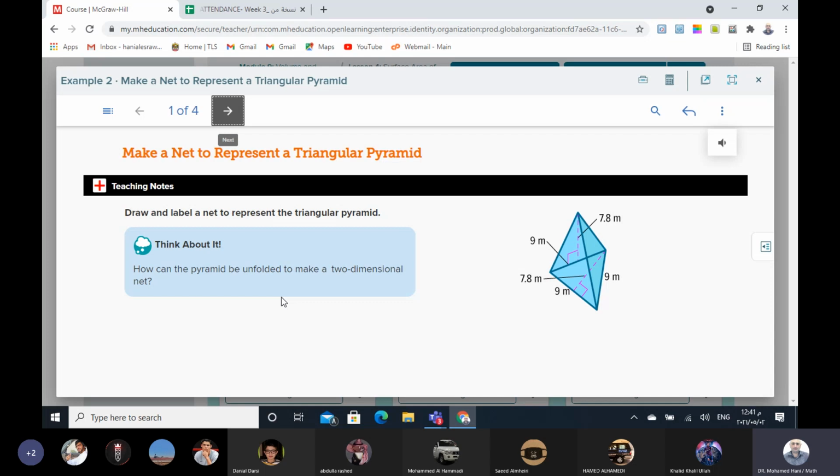Make a net to represent a triangular pyramid. Draw and label a net to represent the triangular pyramid. As you see here, we have a triangular pyramid. But here the base is not a square, the base will be what? Triangle. So the name is triangular pyramid. When you have the base a triangle, it means you have 3 lateral faces. Each one will be a triangle.